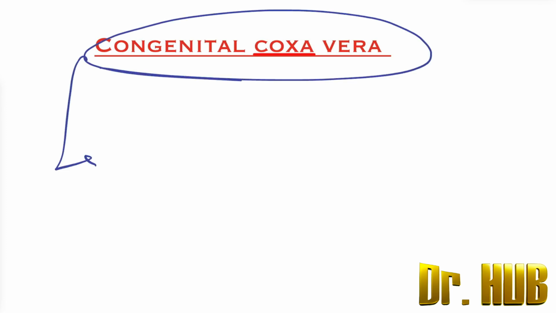Today we are looking at congenital coxa vera. So how does the patient present? Mainly it involves children, and they start walking with a shortening of the limb.